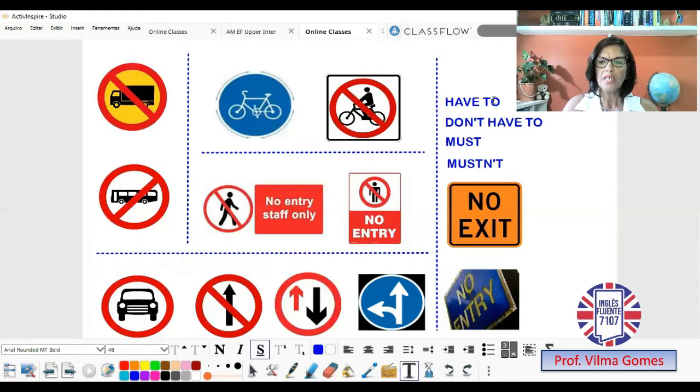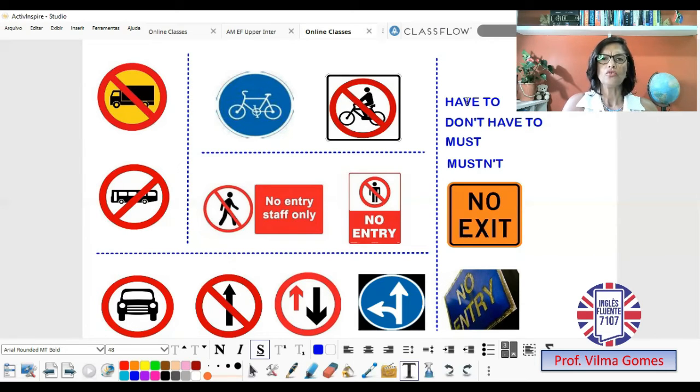Okay, so I put here some signs. São sinais que a gente vê no nosso dia a dia, certo? Nos indicando o que devemos fazer ou como devemos agir, right? So these are signs that we see in our day-to-day, and they tell us what to do, or what not to do. Very good. So I said that we're going to study have to, don't have to, must, and mustn't.